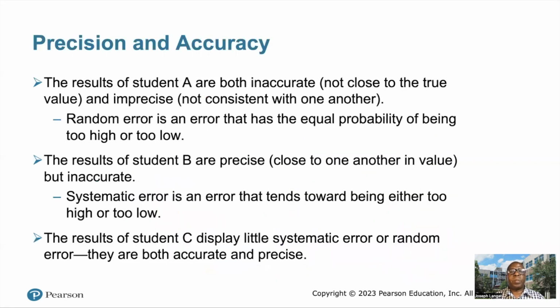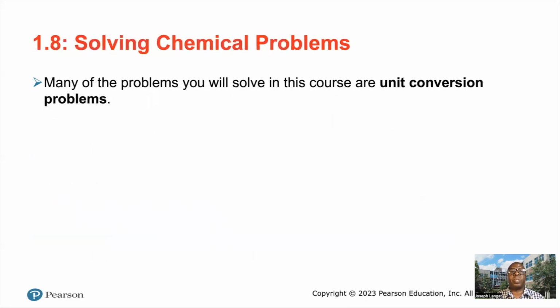So the results of student A are both inaccurate, not close to the true value, and imprecise, not consistent with one another. The results for B are precise, close to one another in value, but inaccurate. C is both. It's a win-win for C. Student C results display little systematic error or random error. They are both accurate and precise. That is what we mean by precision.